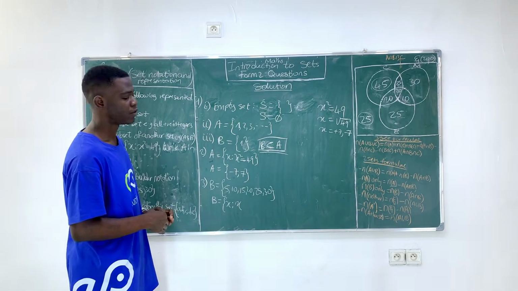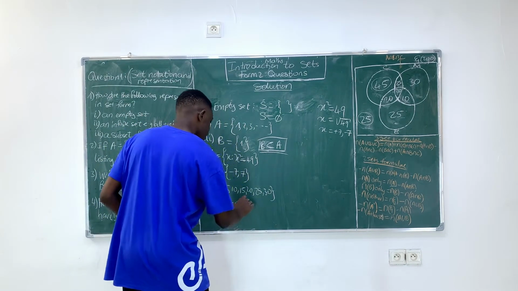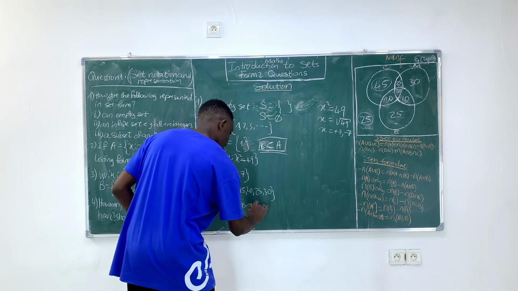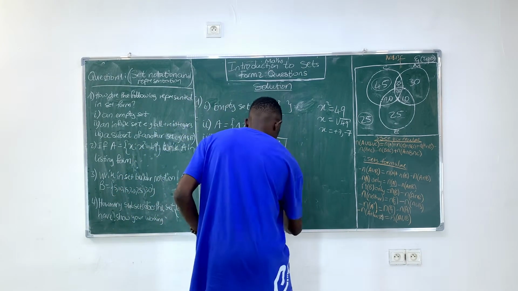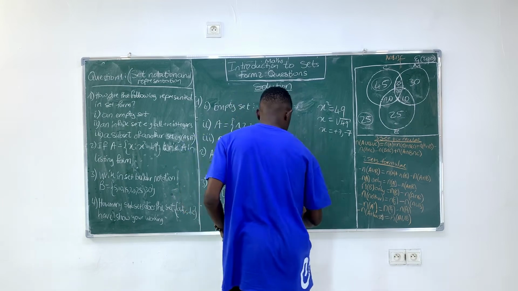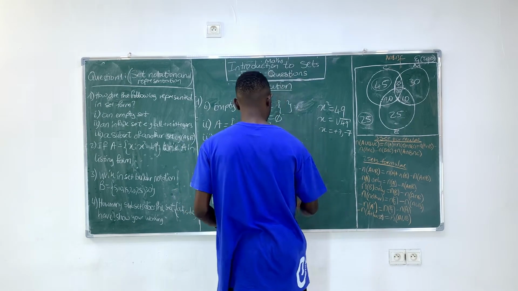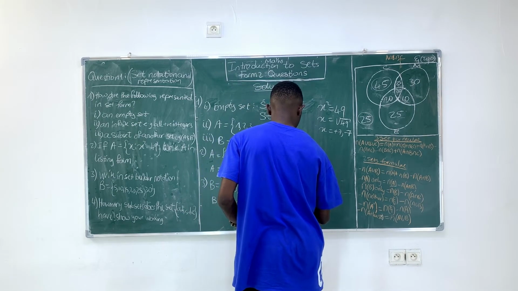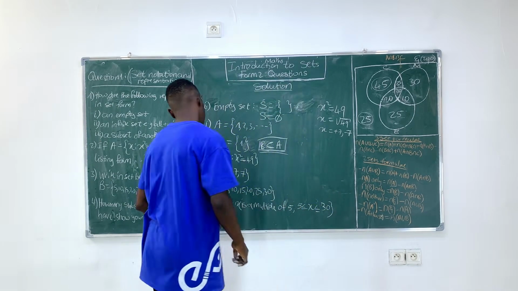So how do you write the set builder form? You say X such that X is a multiple of 5, comma, and you write 5 is less than or equal to X, less than or equal to 30.